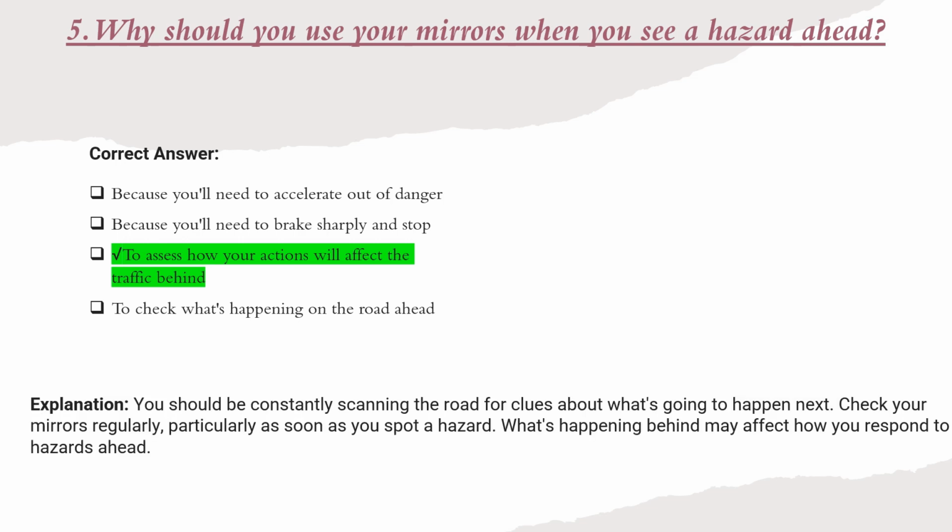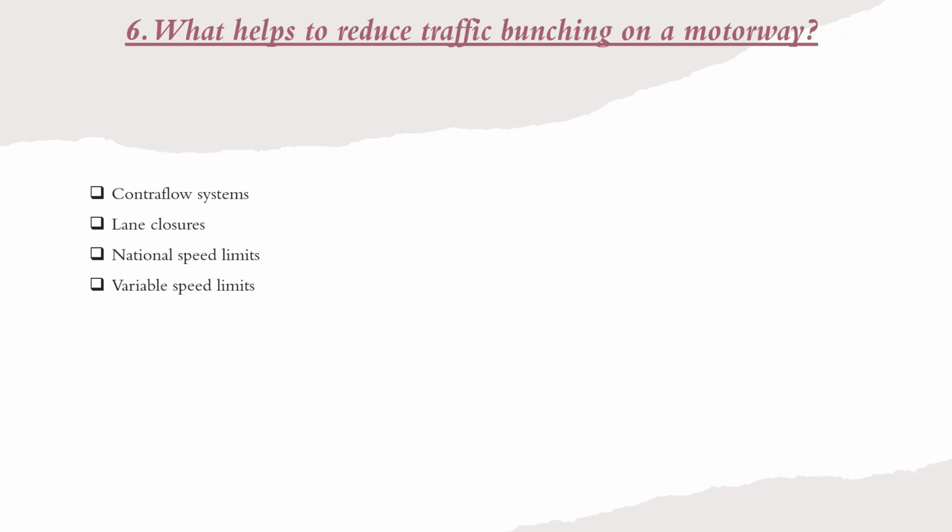Explanation. You should be constantly scanning the road for clues about what's going to happen next. Check your mirrors regularly, particularly as soon as you spot a hazard. What's happening behind may affect how you respond to hazards ahead.